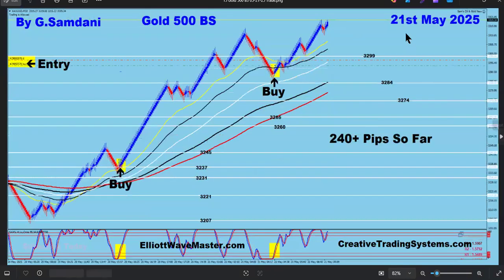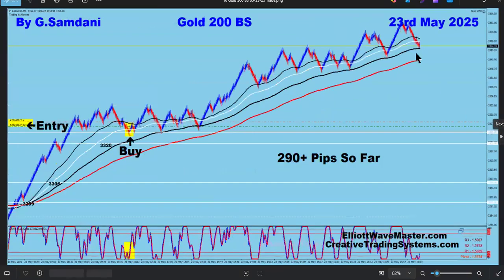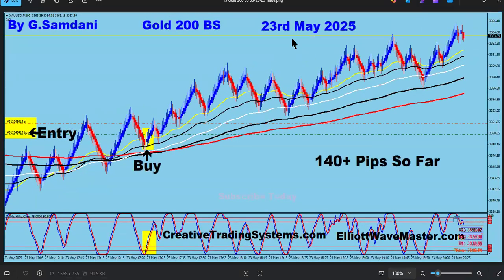Then on the 21st, I just showed you that one was closed here, and then after this one, 240 more. Here again on the 21st, that is done, and then from 200 buck size, this is for 265 more on the 21st. And then this is on the 23rd, 290 pip more from here to here. All these based on that one stupid chart, right? And let me see. This is another one on the 23rd, two. That one and then this one, 140.